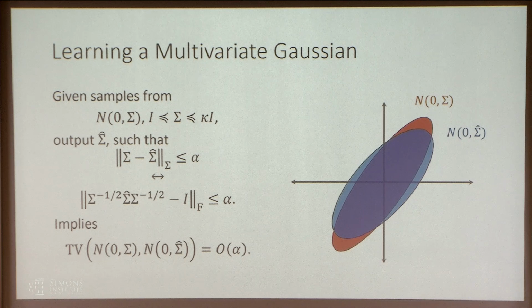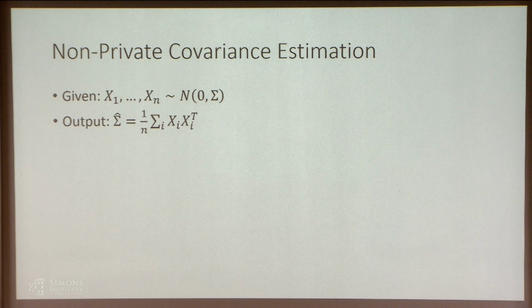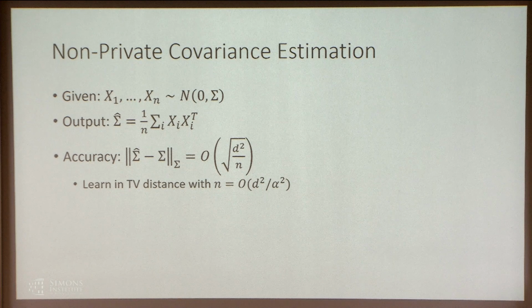Okay, so let's start by talking about how we would non-privately learn a Gaussian in this setting. We're given a data set x1 through xn from this distribution. And it's known that you can output the empirical covariance, and this will be a good estimate. In particular, the accuracy you're going to get is something like this. If you set n to be d squared over alpha squared, you can get the total variation guarantee that I mentioned before. And the question is how to privatize.